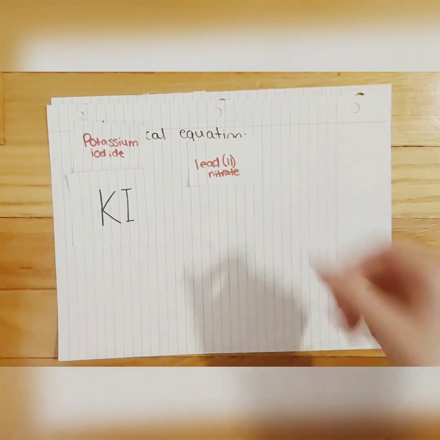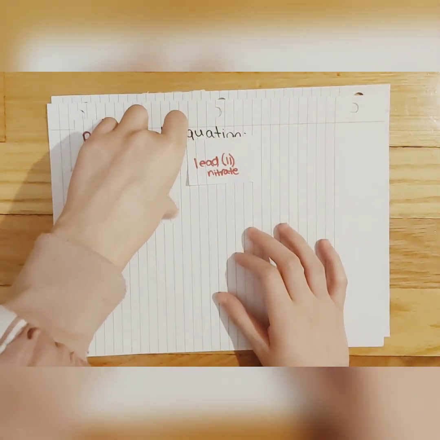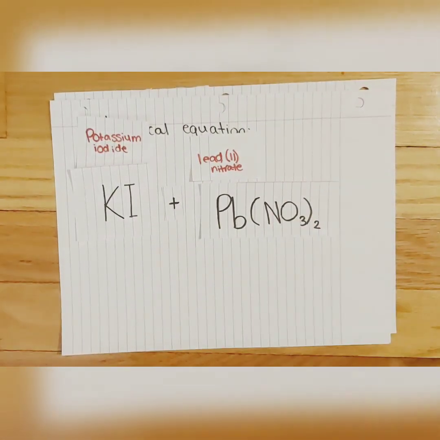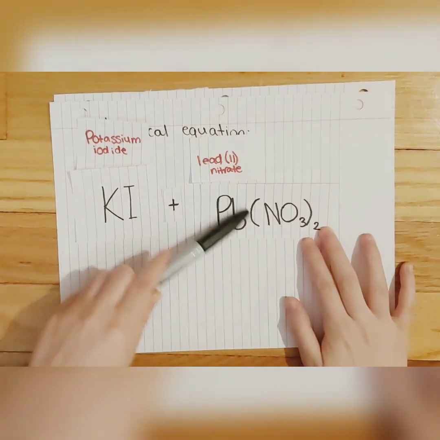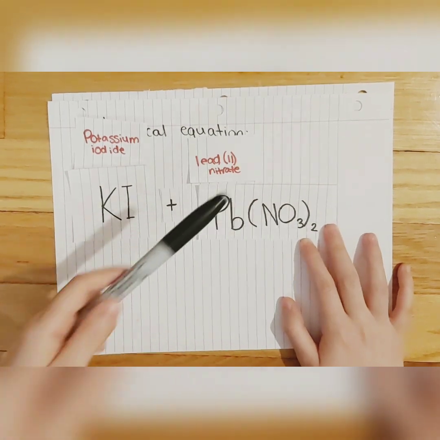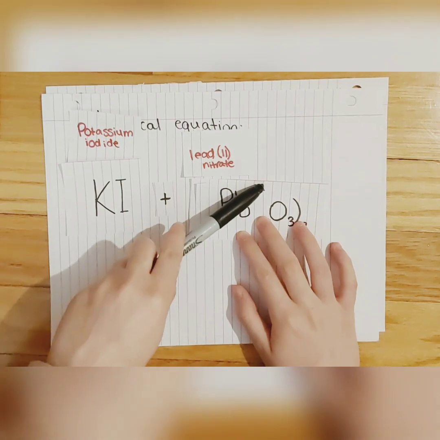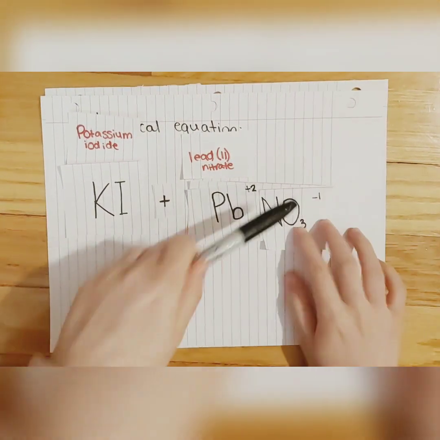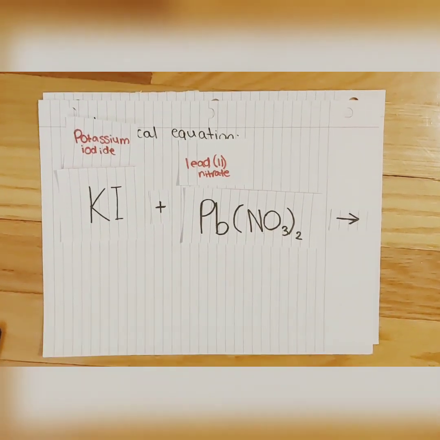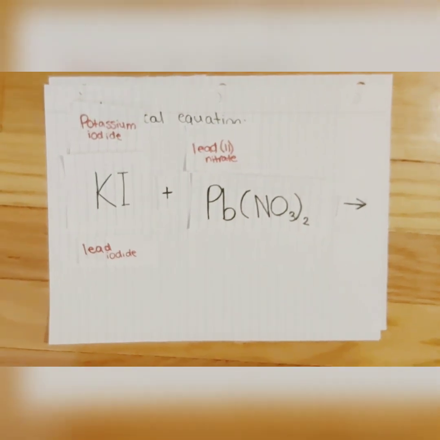Now we move on to lead 2 nitrate. Lead can be found on the periodic table as Pb. Nitrate is a polyatomic ion which can be found on the polyatomic chart. This brings us to lead nitrate. Lead nitrate has a charge of Pb+2 NO3-1. Lead has only 1 because when cross-multiplying, nitrate had a -1 charge and lead had +2.